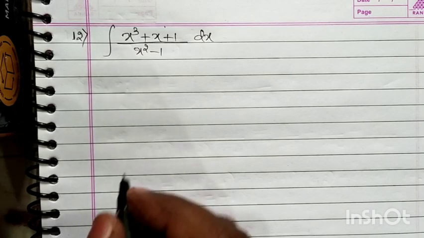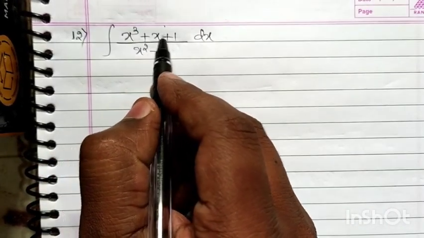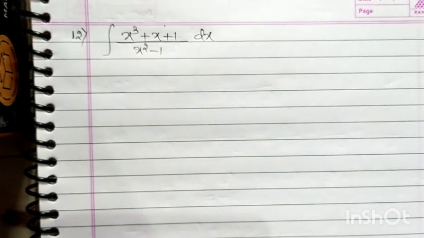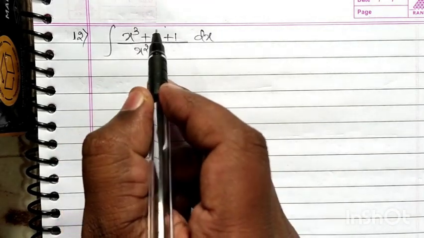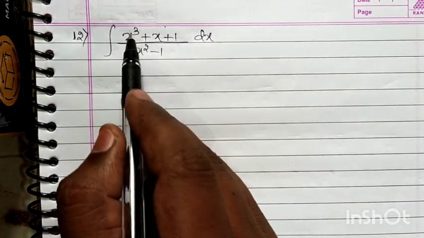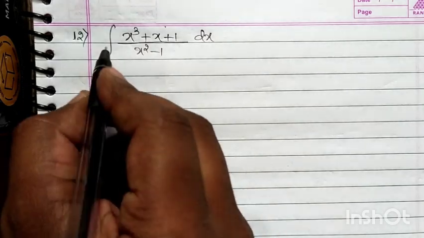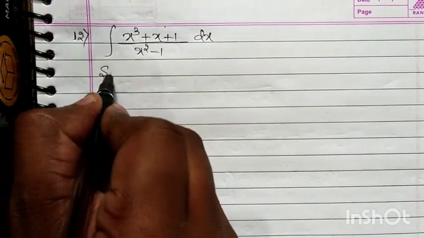Well, let us solve the 12th question. It is integral x cube plus x plus 1 divided by x square minus 1 dx. So now here the given integrand is an improper fraction because the degree of the numerator is greater than the degree of the denominator. So we have to go for long division process.